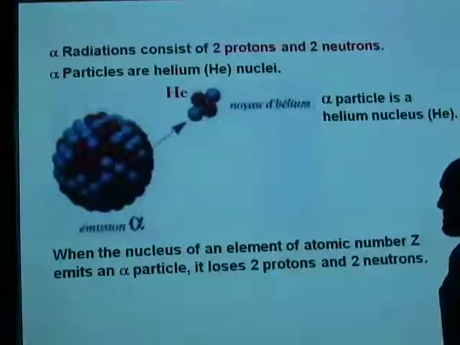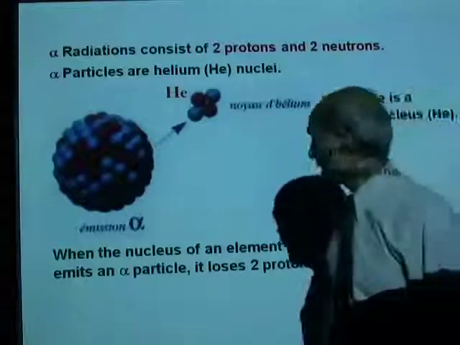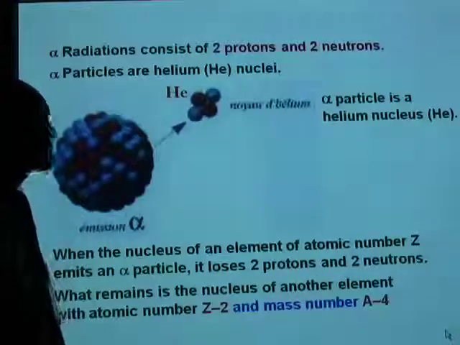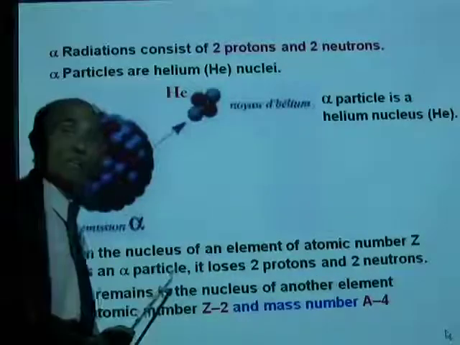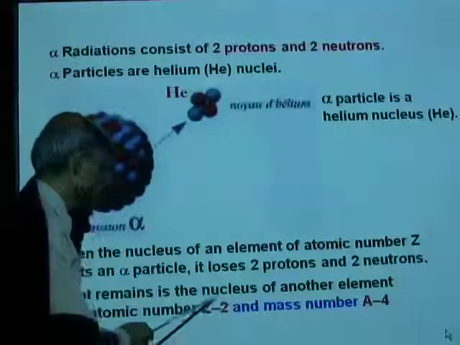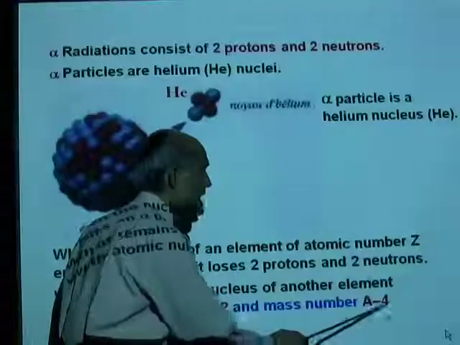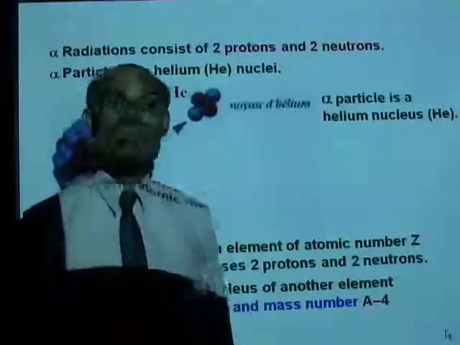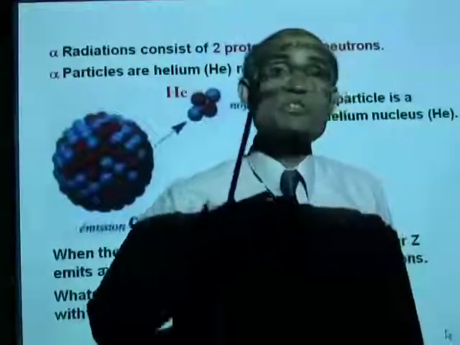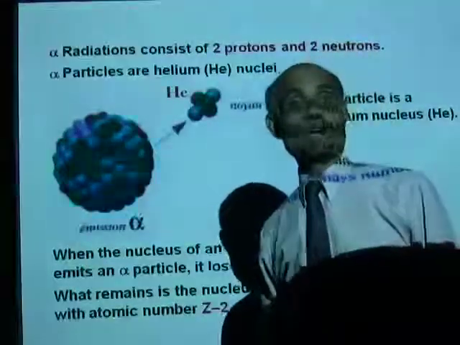So when the nucleus of an element of atomic number Z emits an alpha particle, it loses 2 protons and 2 neutrons, with the result that the remaining nucleus will have an atomic number Z minus 2 and a mass number A minus 4.